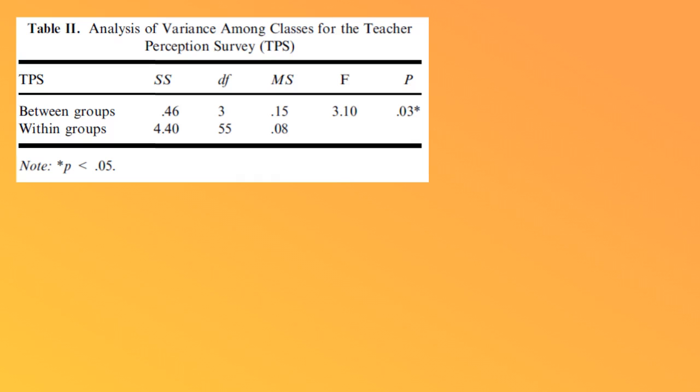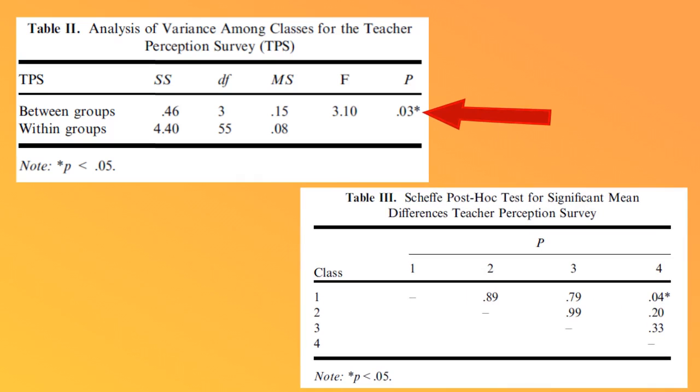Using ANOVA, the researcher can determine if there are any differences among classes for the teacher perception survey. Using the results, we see that the SIG value of 0.03 indicates that there is a difference between at least 2 of the classes. Using a post hoc test, a researcher can determine exactly which classes differ. Using the Scheffé post hoc test, we can see that there is a statistically significant difference between classes 1 and 4, as indicated by the purple arrow.